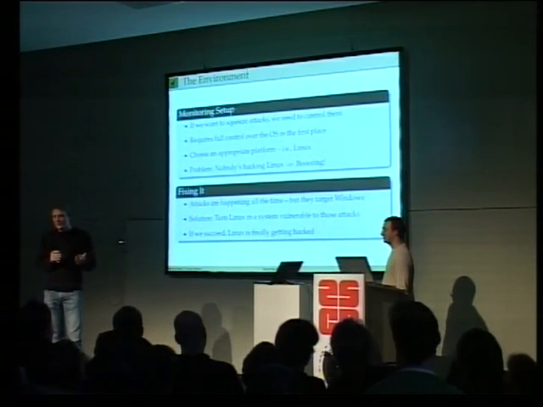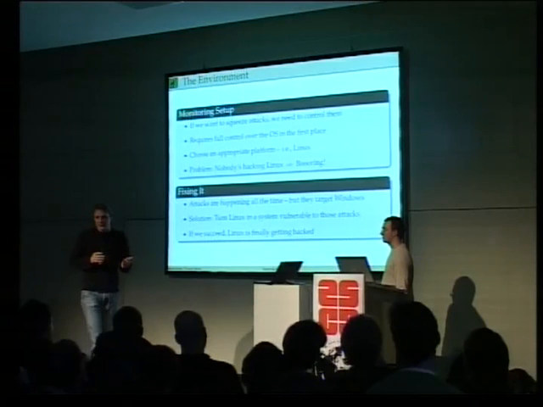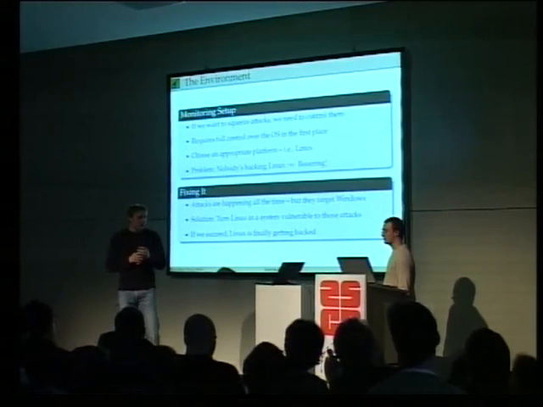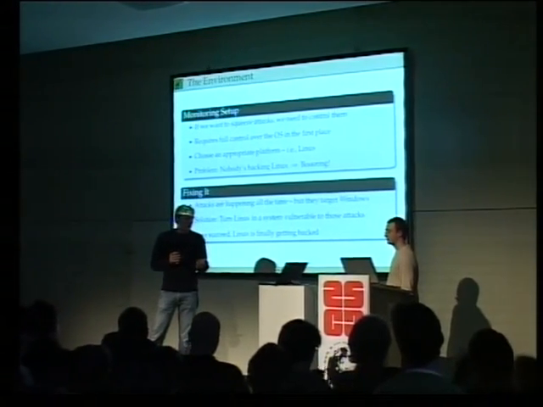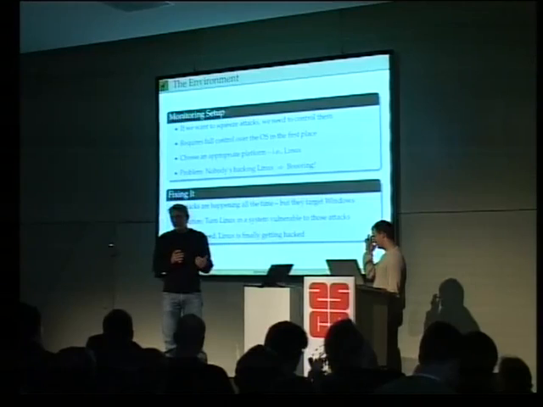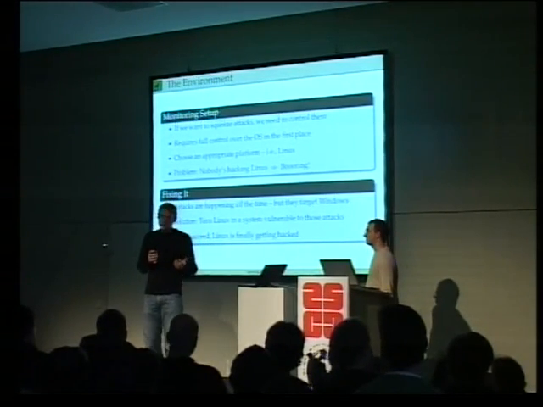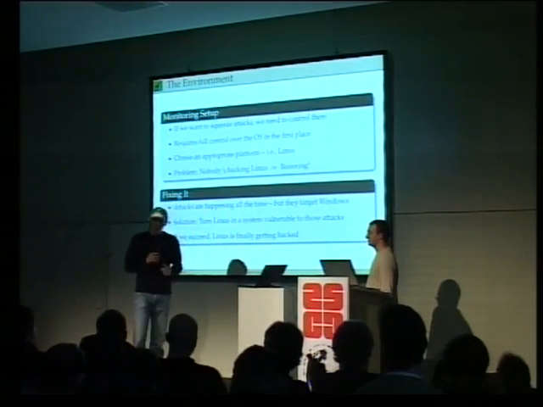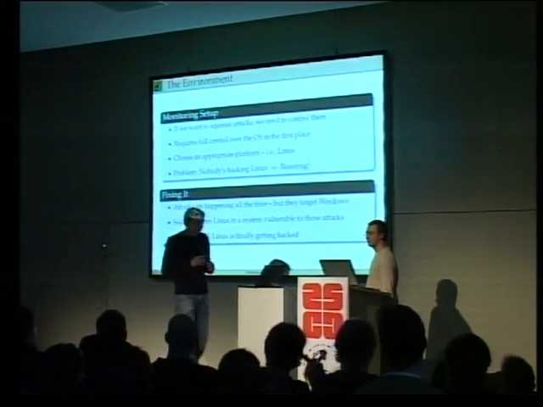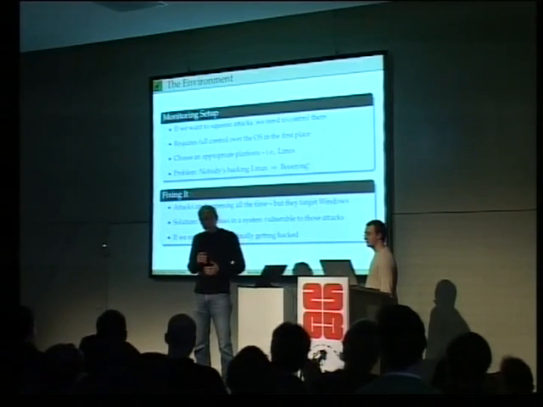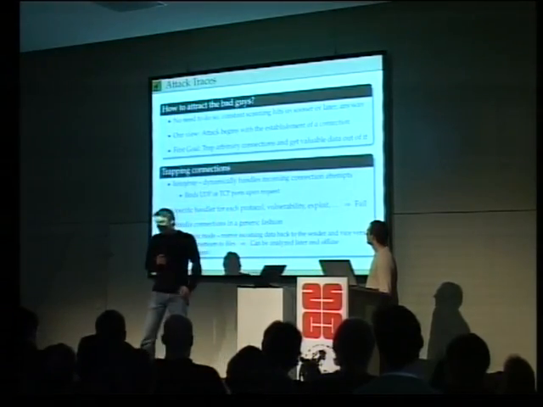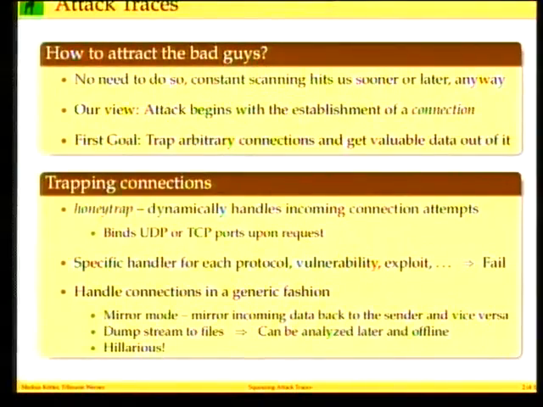Our approach: attacks are happening all the time. If you link a box to the internet and sniff the network, you see ongoing attacks all the time. But these attacks target Windows operating systems. So we thought, okay, let's fix Linux in a way that Windows exploits can harm it. As you can read here, the solution is to turn Linux into a system vulnerable to those. If we succeed, our box will finally be able to get hacked.